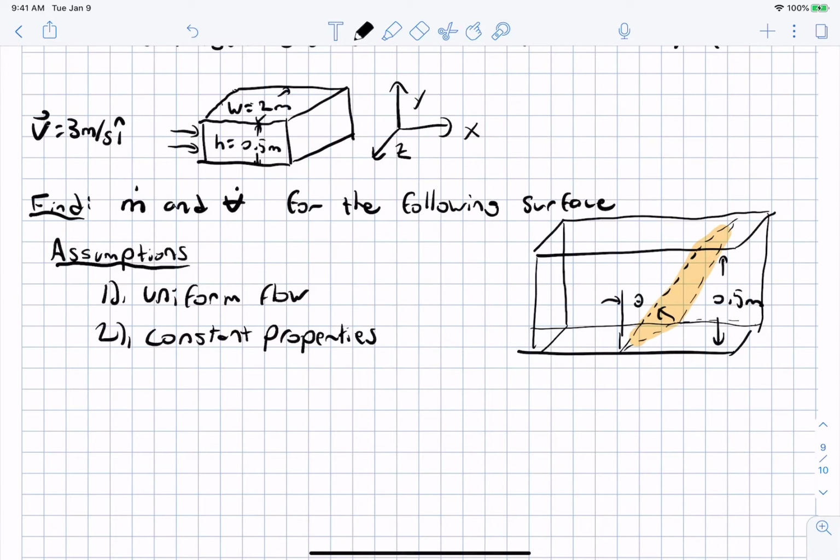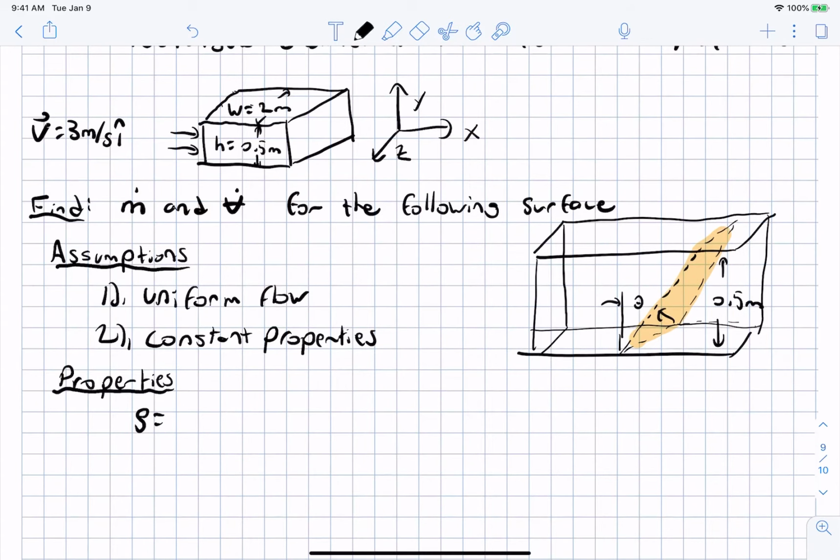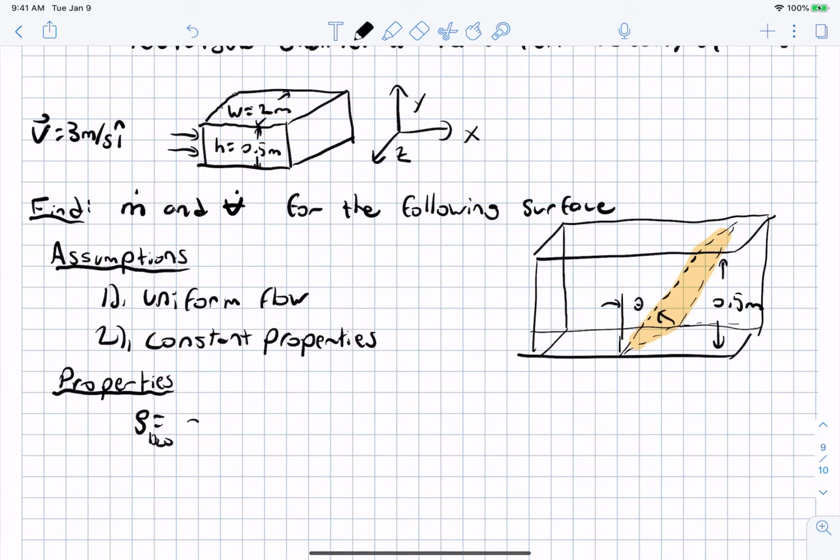Since we're given numbers, we will first derive the formula in terms of letters. Then we will stick in the properties to find the numbers. So we'll just look up the properties. We need m dot, so we're going to need the density of water. We know that rho of H2O equals 1,000 kilograms per cubic meter, and that's in the appendix of the textbook.